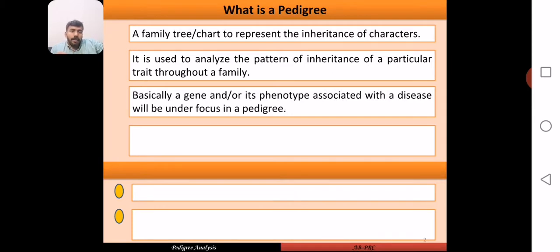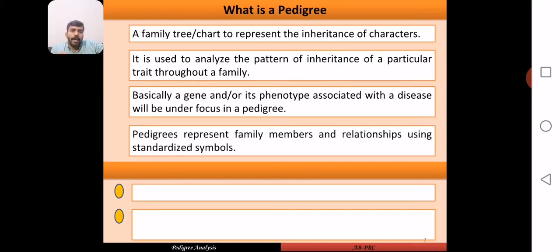And as already stated, usually this phenotype will be associated with a disease which is under study. Okay. And since it's a kind of diagram, while drawing the diagram you need to use certain symbols and notations, and for that we have certain standard symbols and notations to represent the family members and also their relationships. All right.